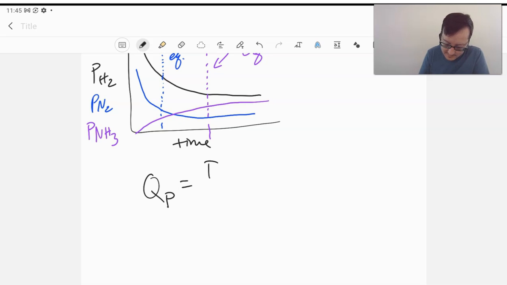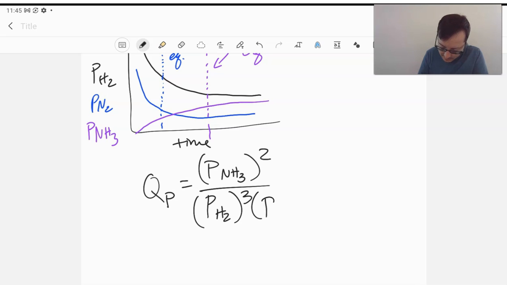Qp for this would be the pressure of ammonia squared, over the pressure of hydrogen cubed and the pressure of nitrogen. Same as equilibrium, Kp, right? Qp is the same, mathematically speaking, except it can be used at a different point in the reaction. So Kc can only be used at equilibrium. But Q, the reaction quotient, can be looked at any time. We can look at it initially, especially to determine which way the reaction will go.